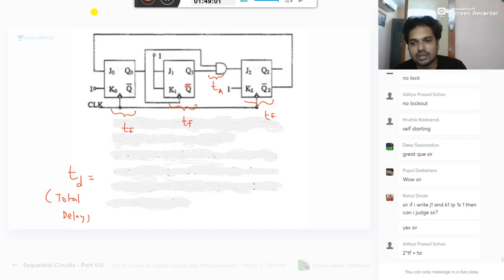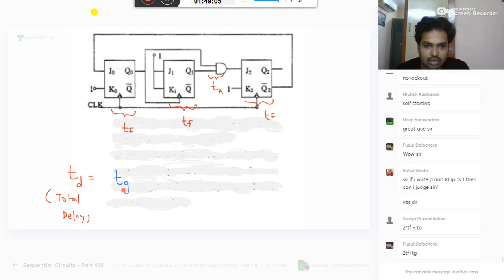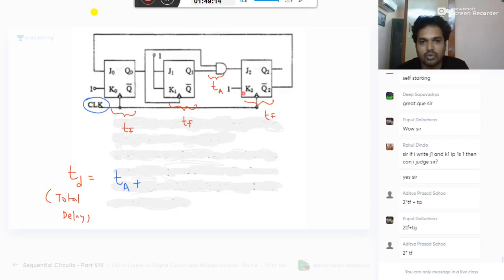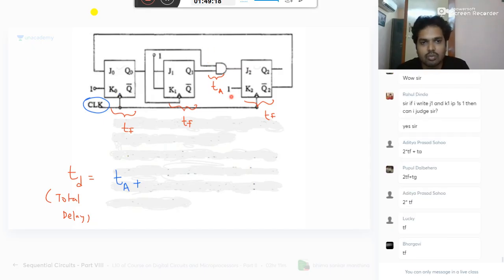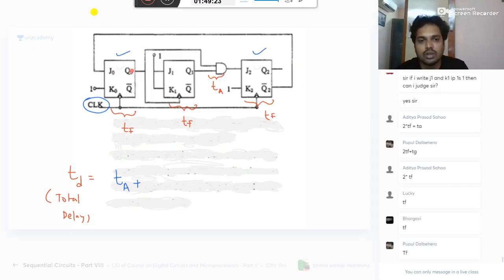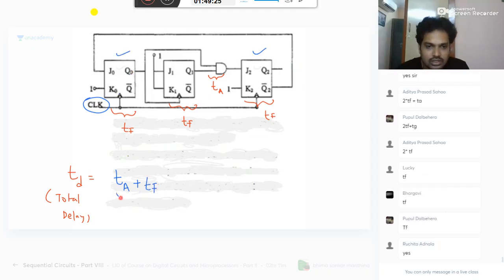Please listen carefully. What is the time required for the input? That is TA, the gate delay, TA. Plus, for Q0 and Q2, once the input is ready, there is no other gate, so apply the clock and both change at a time. Both change at a time. So TF. This is for the synchronous part, that is Q2 and Q0.